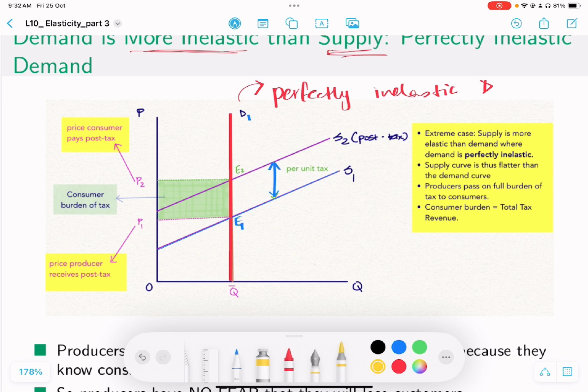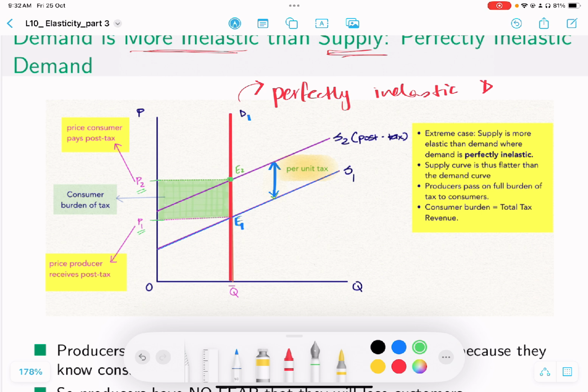Now, I've told you that this vertical distance between the two supply curves is your per unit tax, and as it's shown here, the new equilibrium occurs at E2. So the old price was P1 and the new price is P2.